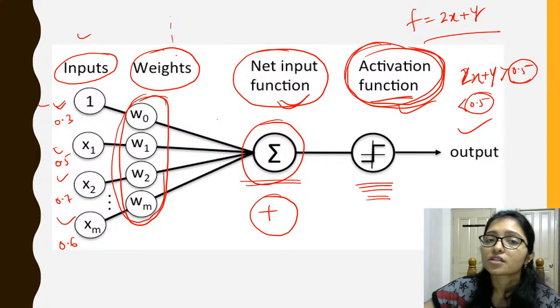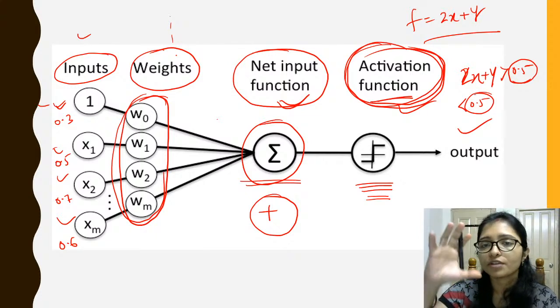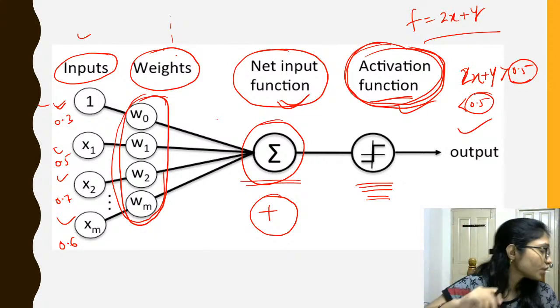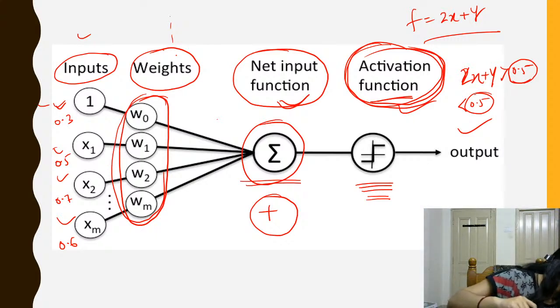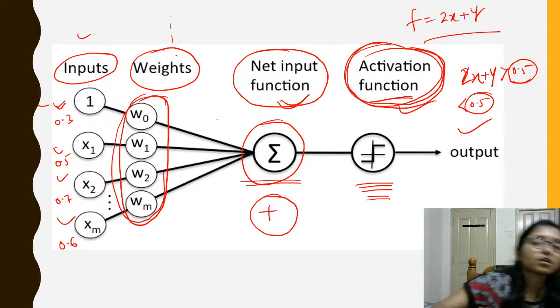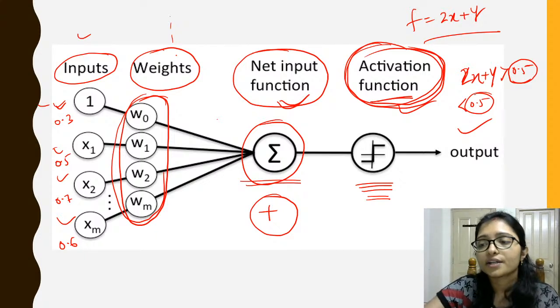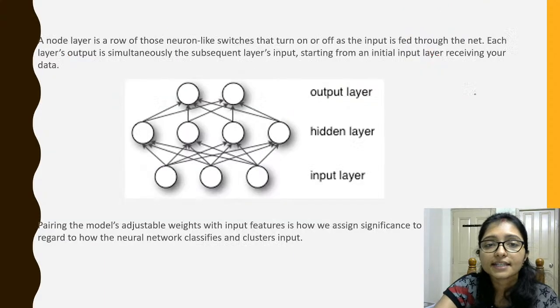Okay. So this is an overview of the neural network, how the neural network works and what its work is. Clear? Is it clear to everyone?